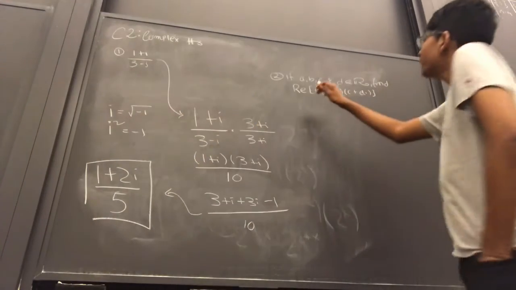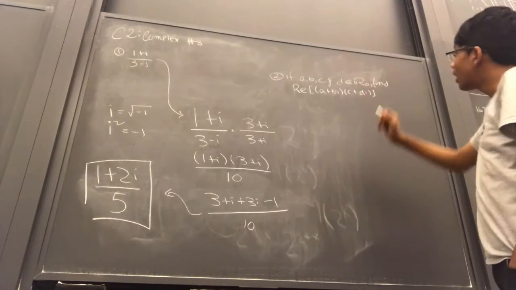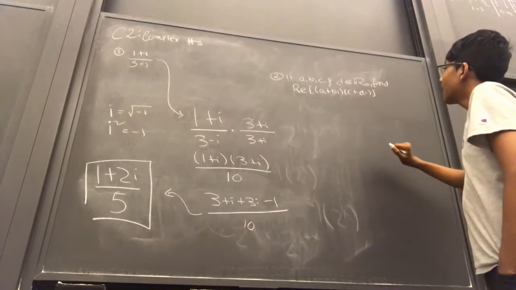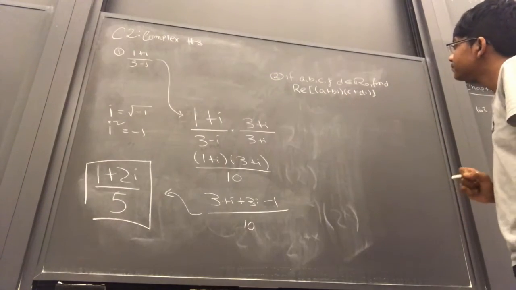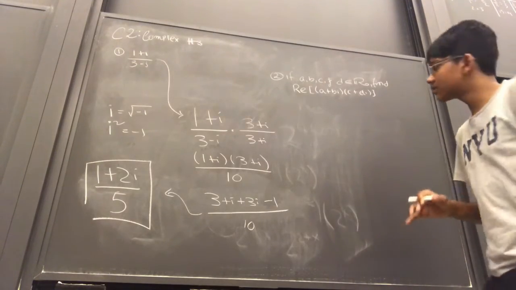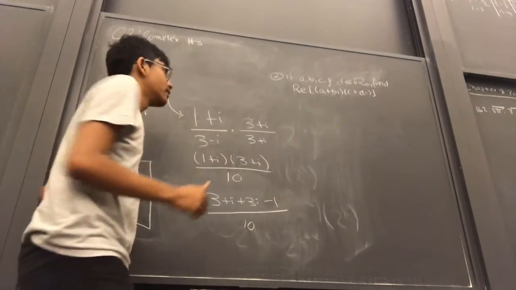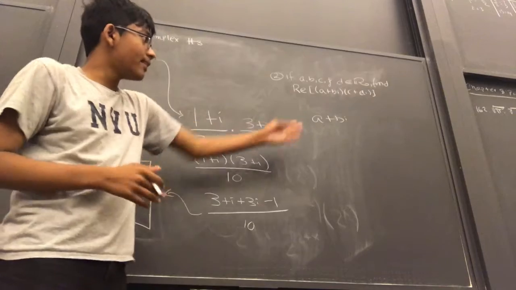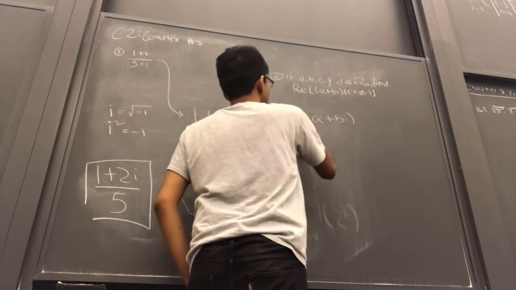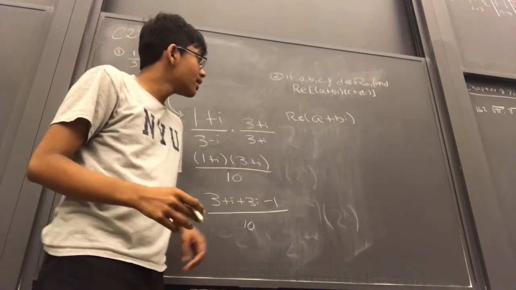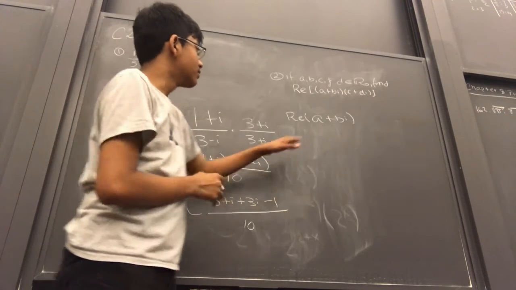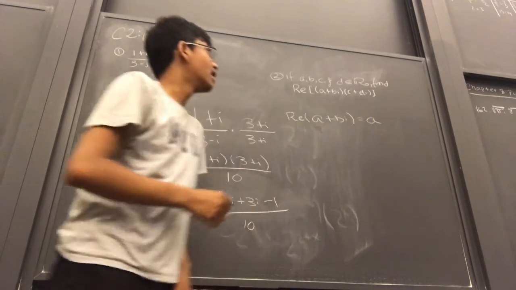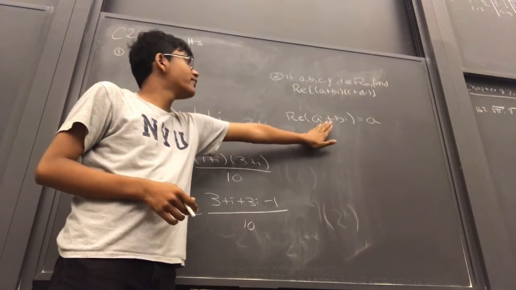Second question: if a, b, c, and d are real numbers, find the real component of a plus bi times c plus di. Now, let's first remind ourselves what we mean by the real component. Well, if you have your standard complex number, a plus bi, and you take its real component, we're just taking this a right here. So that's going to be the real component of this complex number.